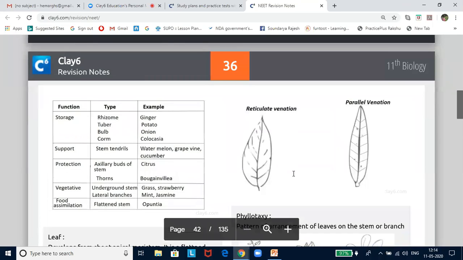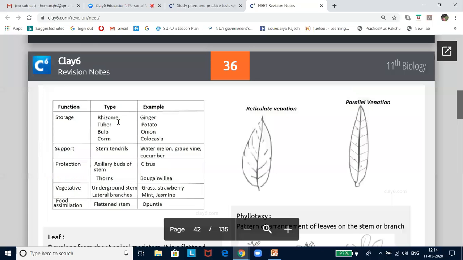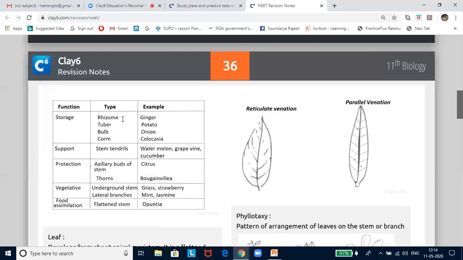Now let us look into this. Here it gives you very precisely the different kinds of modification. One thing, you don't have to get into the details to understand each type. You just make a note of this. This is important, and that is more than sufficient. For storage, ginger is a rhizome. Even turmeric is a rhizome. Potato is a tuber. Onion is a bulb. And colocasia is a corm.